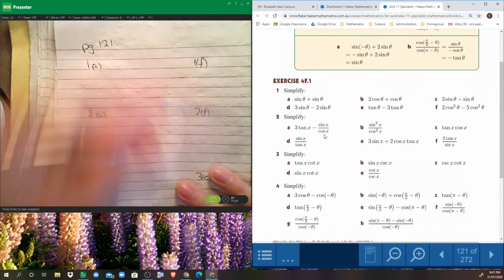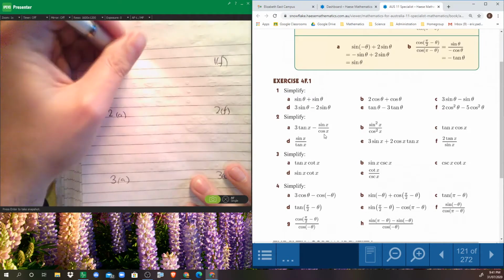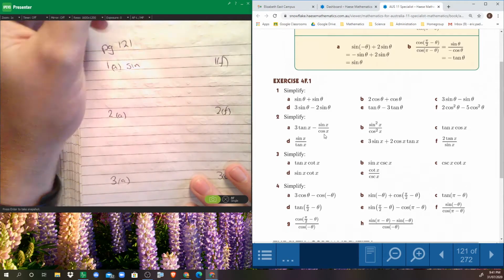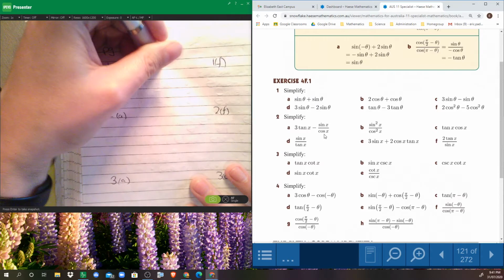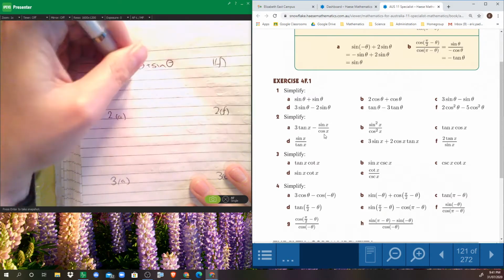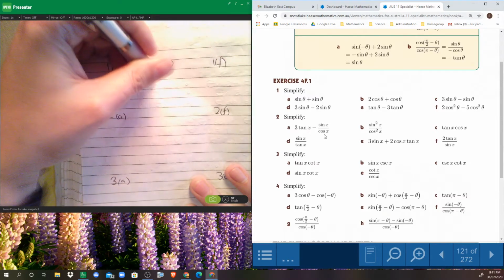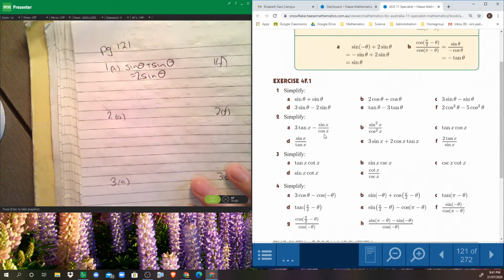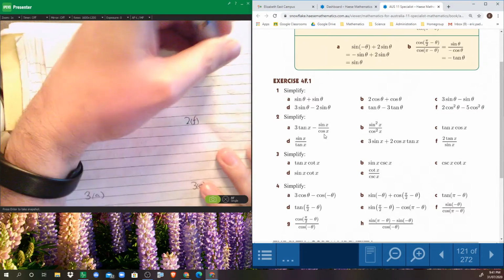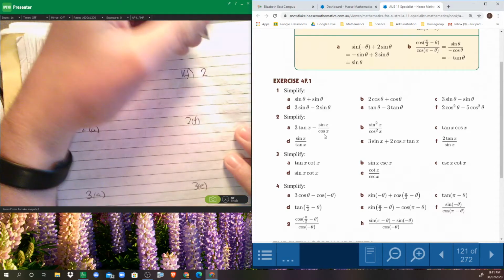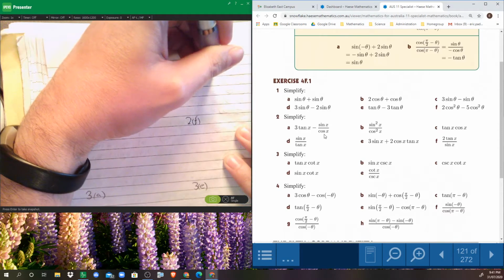Now, some things are just going to be very easy peasy, like this one. Sine theta plus sine theta. Well, you just got 2 sine theta. Well, that's easy. You don't really need a rule for that. And same about grouping up terms. You can treat your sines and your cosines the same way you treat x's and x squares.